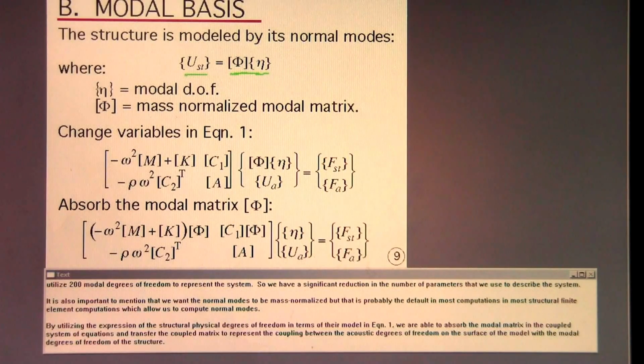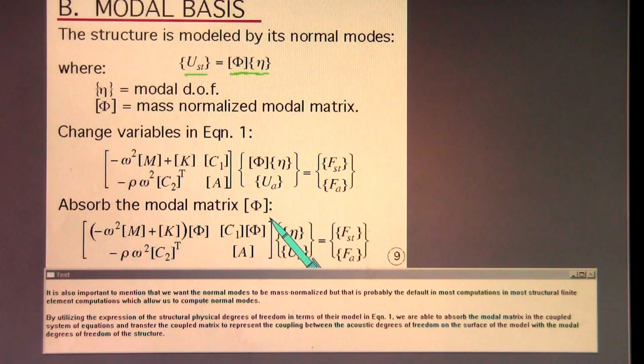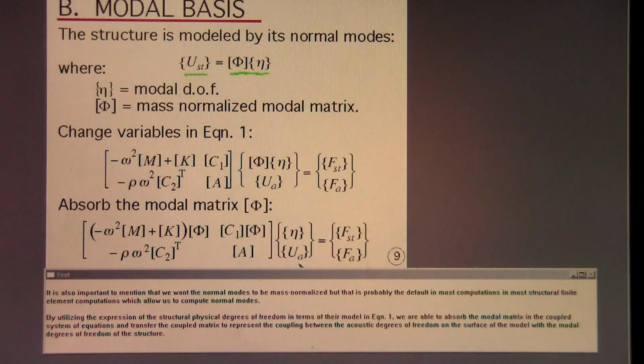By utilizing the expression of the structural physical degrees of freedom in terms of their modal degrees of freedom in equation 1, we are able to absorb the modal matrix in the coupled system of equations and transform the coupling matrix to represent the coupling between the acoustic degrees of freedom on the surface of the model with the modal degrees of freedom of the structure.